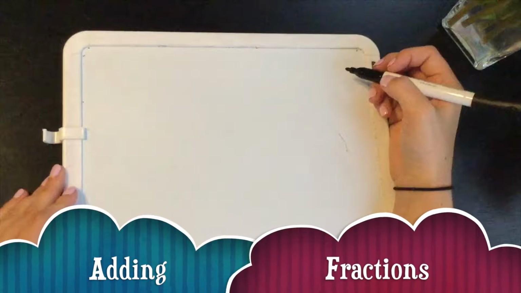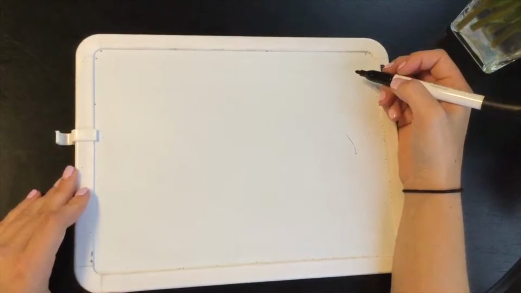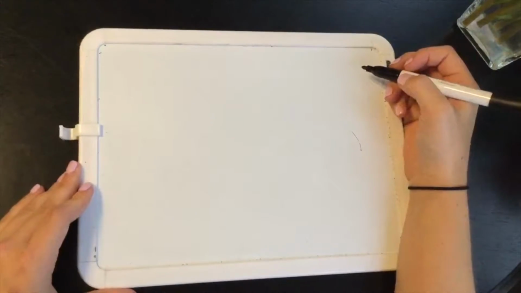Hey Becca, what are we learning today? Today we are adding fractions. The key to adding fractions is having the exact same denominator on both fractions that you're adding together. Here's a trivial example.